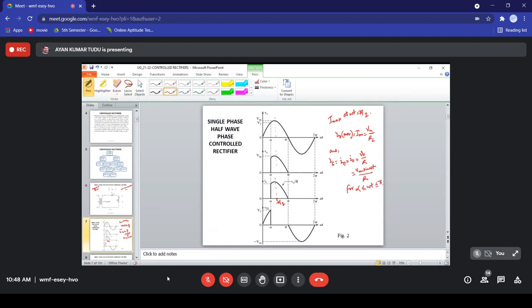I hope it is clear. Okay, this will be the source current. So when the load current is flowing, only then will the source current also be flowing.